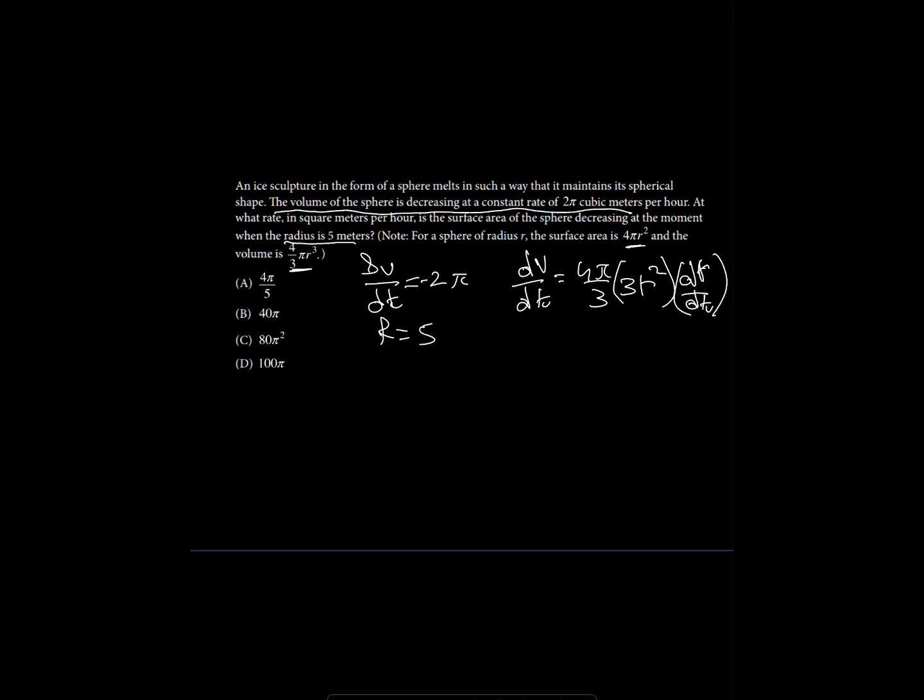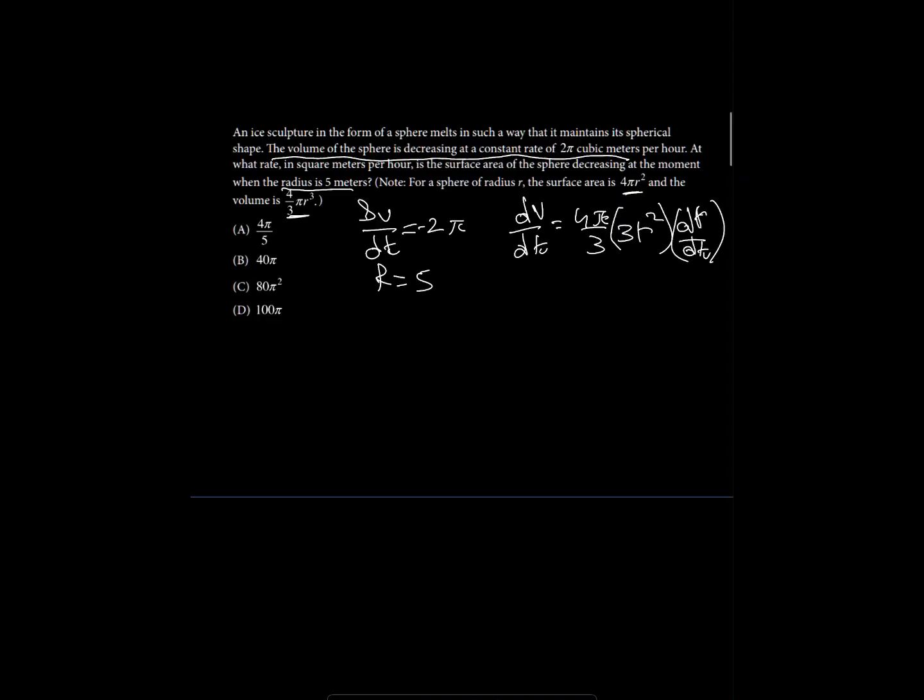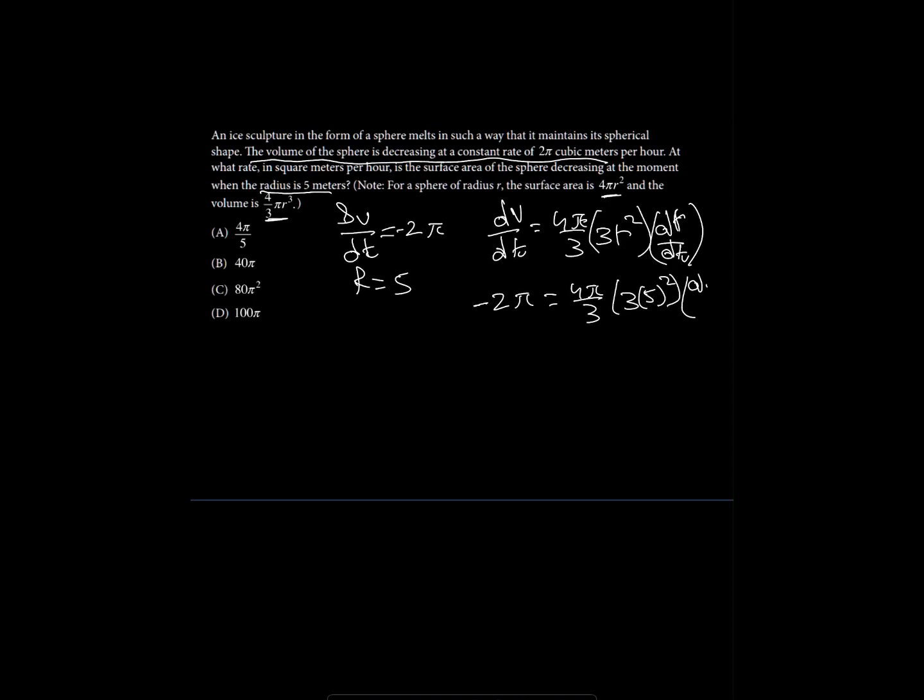Alrighty. And remember that this 4 pi over 3 doesn't go away because they are constants that are being multiplied times our radius, which is, in this case, our variable. But if they were to be added, then they would go to 0 and they wouldn't exist. Okay, so from here, we can go ahead and plug in. So we know that dV over dt is negative 2 pi, and it is equal to 4 pi over 3 times 3 times 5 squared, because we know the radius is 5, times dr over dt.